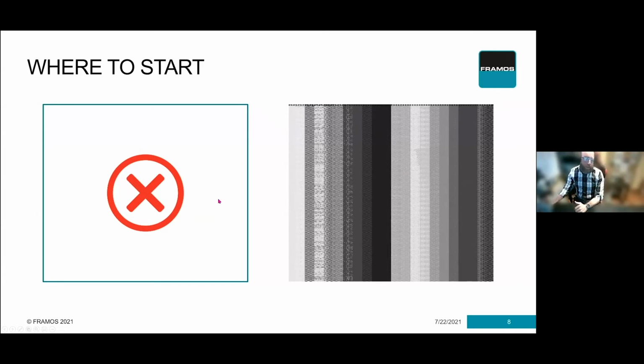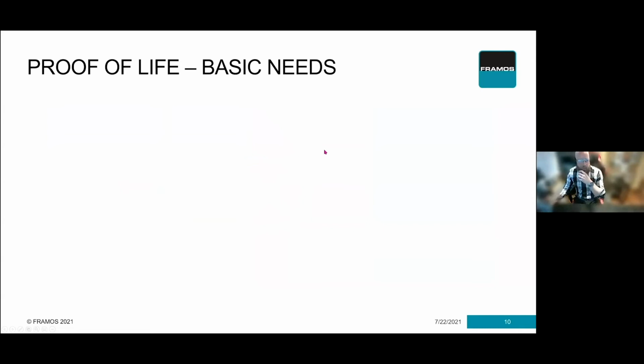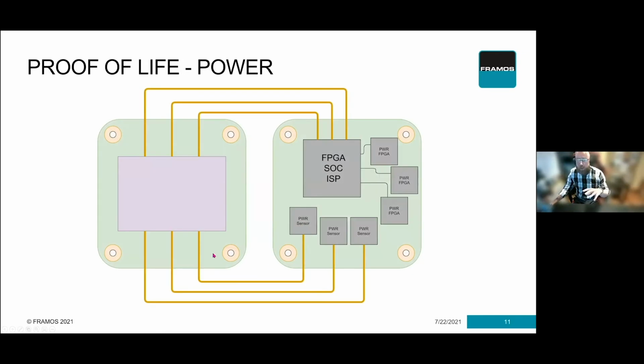So let's say that we have no data structure. This is starting at that very bottom rung. The first thing we need to check is power. Without power, nothing will work, and we can't check any other stages. So the idea for these image sensors is to check that we have all the different power rails available.